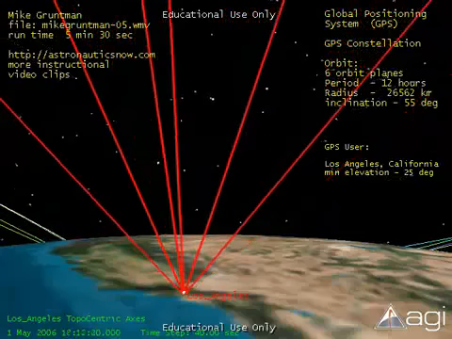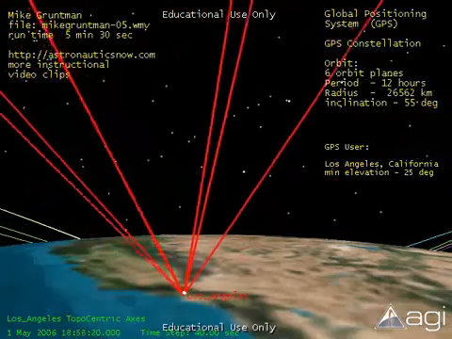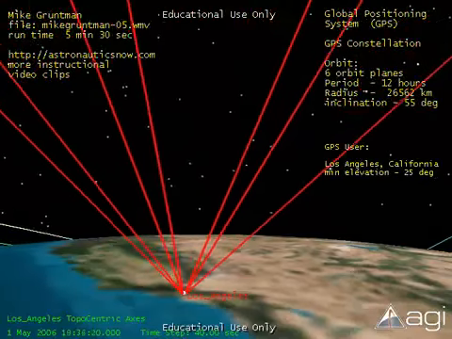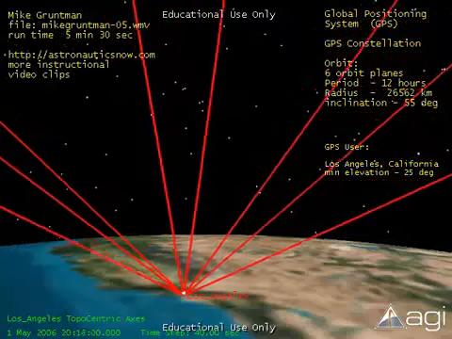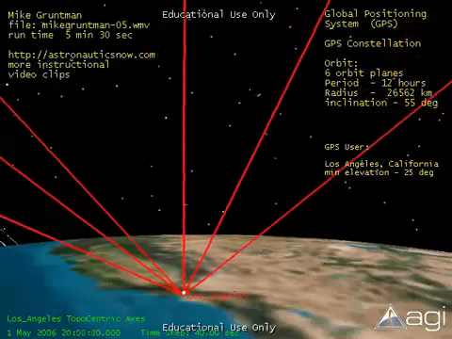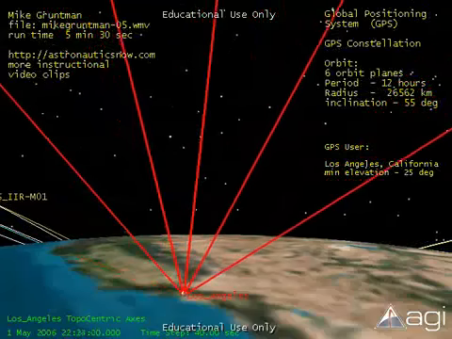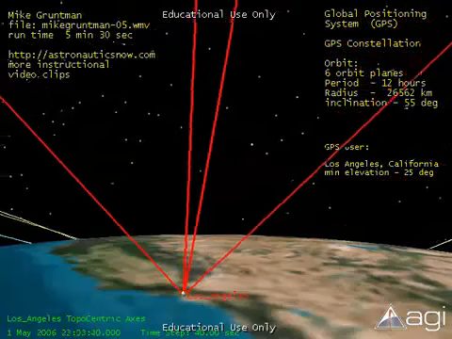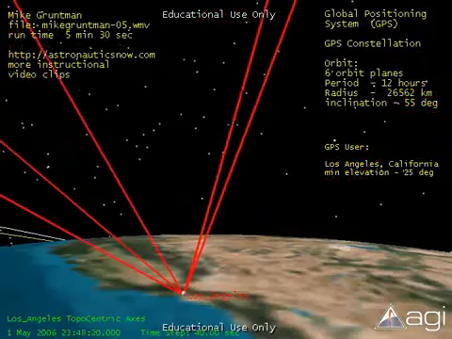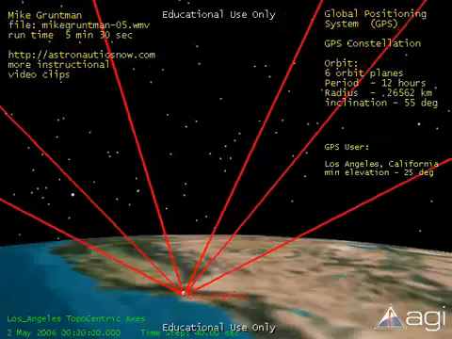The red lines again show the directions to satellites in direct view. These lines show a complex varying geometry of satellites available for determining users' position and time. This satellite visibility pattern is typical for the GPS constellation.